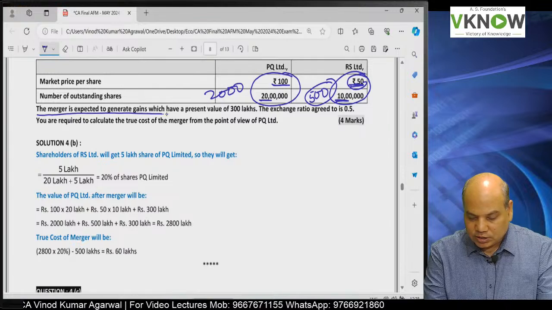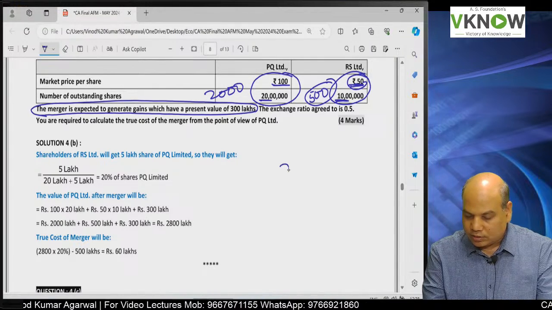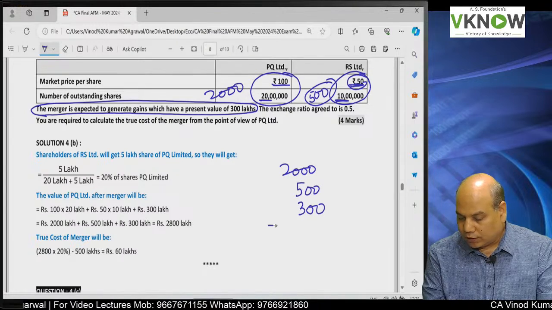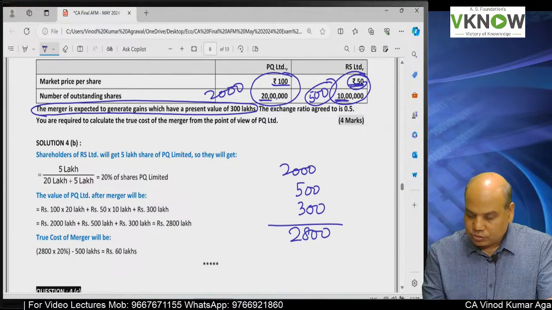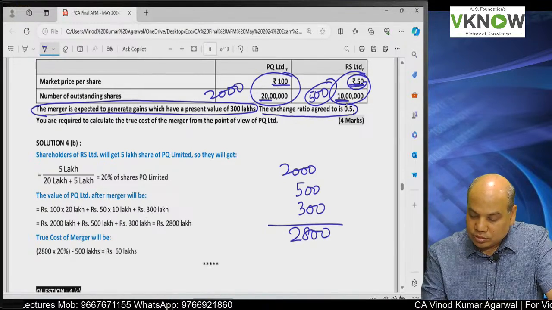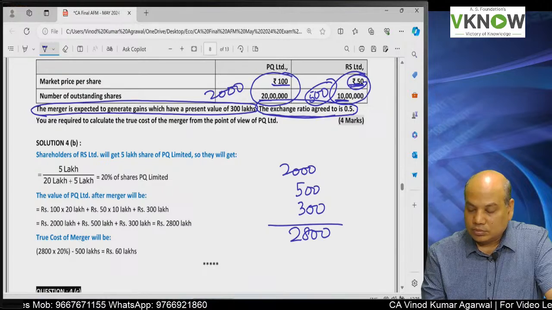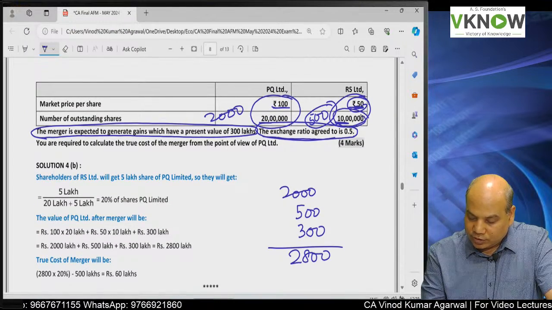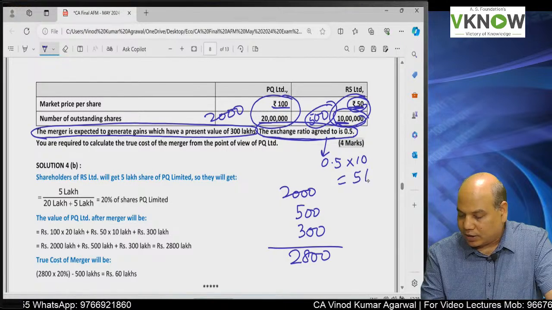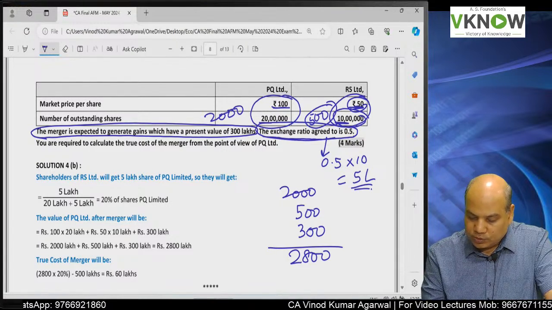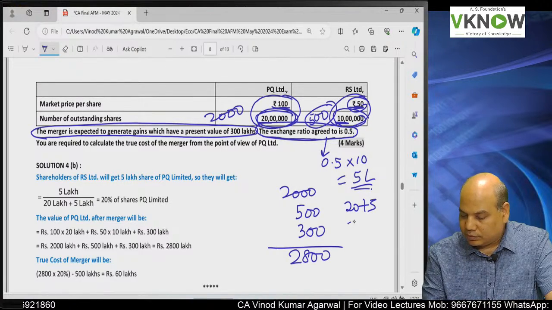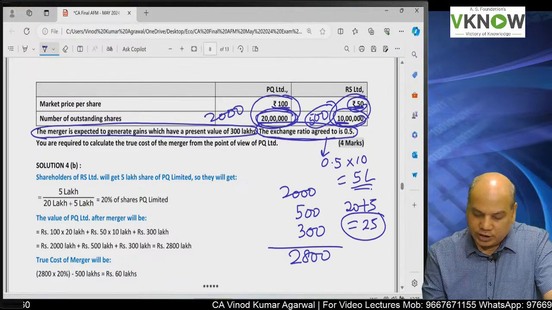The expected synergy is 300 lakh. So total market value after merger is 2800 lakh. The exchange ratio agreed is 0.5. Exchange ratio is also given. There are 10 lakh shares. So number of shares issued will be 5 lakh. This company already has 20 lakh shares. So 20 plus 5, total number of shares will become 25 lakh.